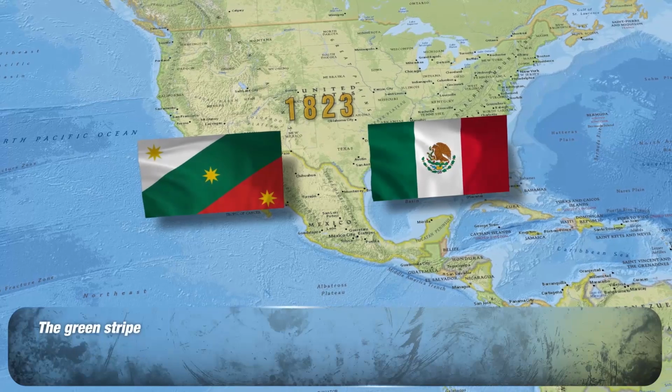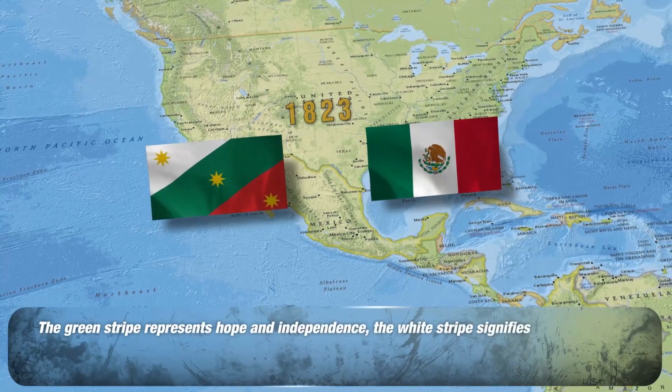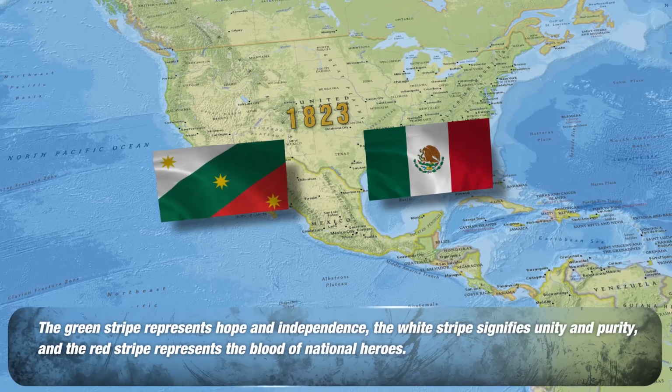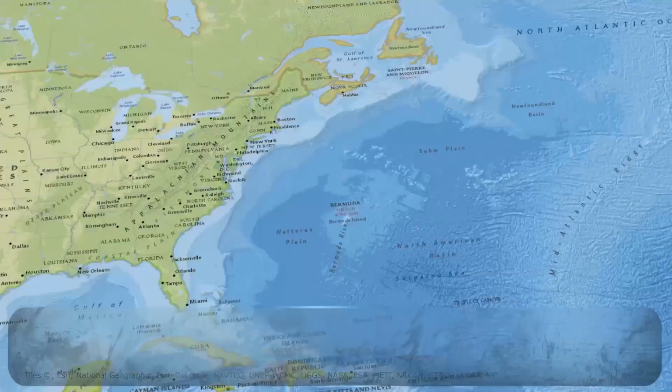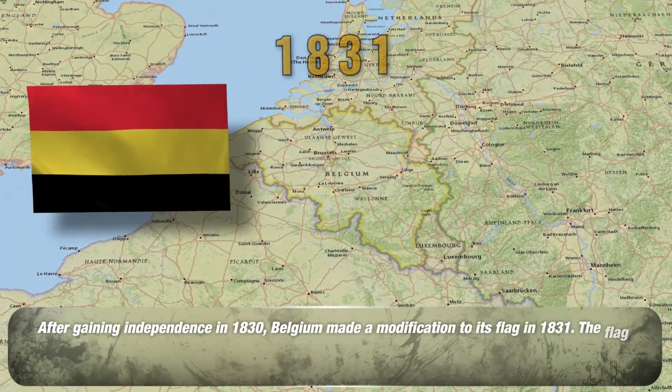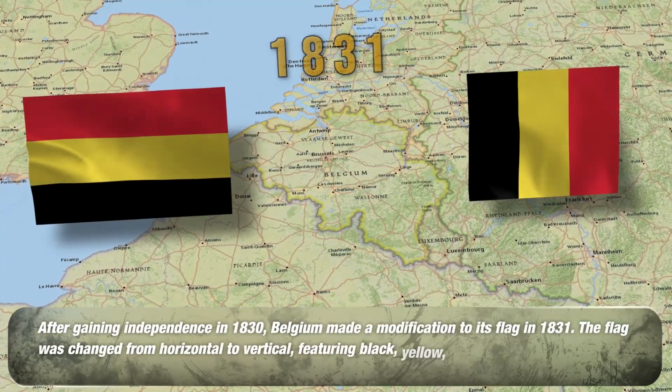The green stripe represents hope and independence, the white stripe signifies unity and purity, and the red stripe represents the blood of national heroes. After gaining independence in 1830, Belgium made a modification to its flag in 1831.